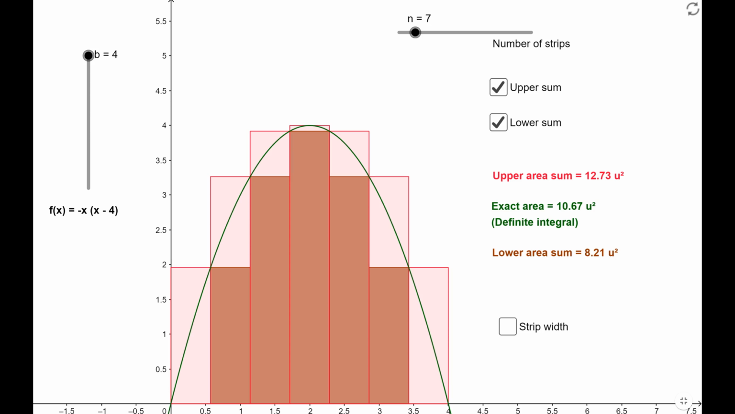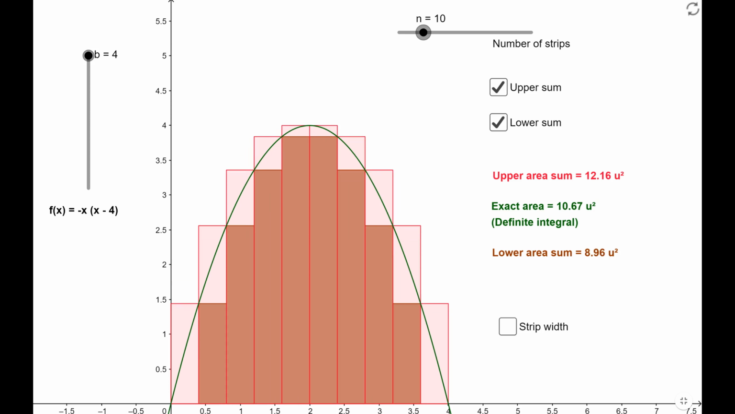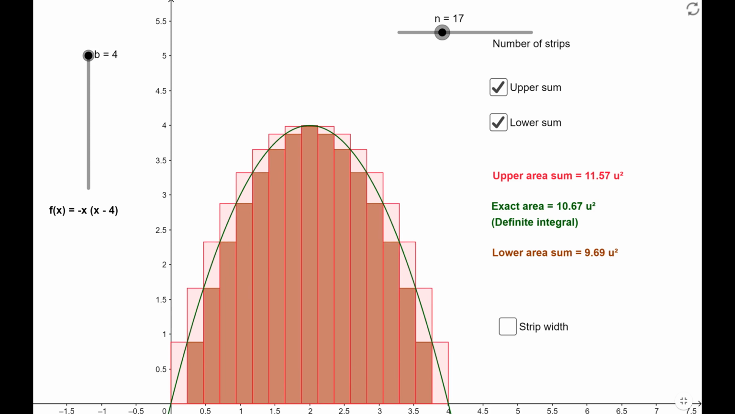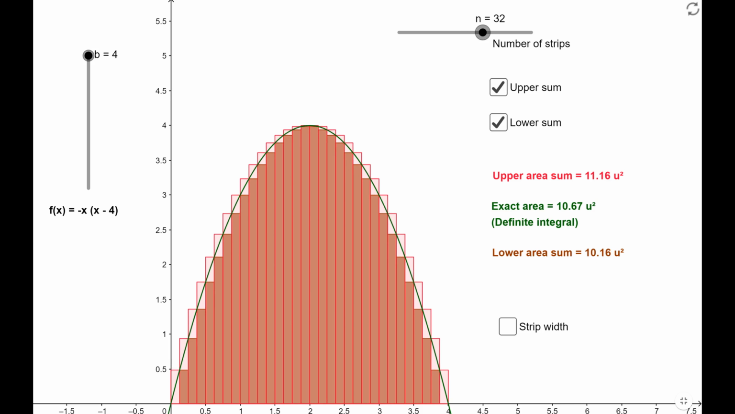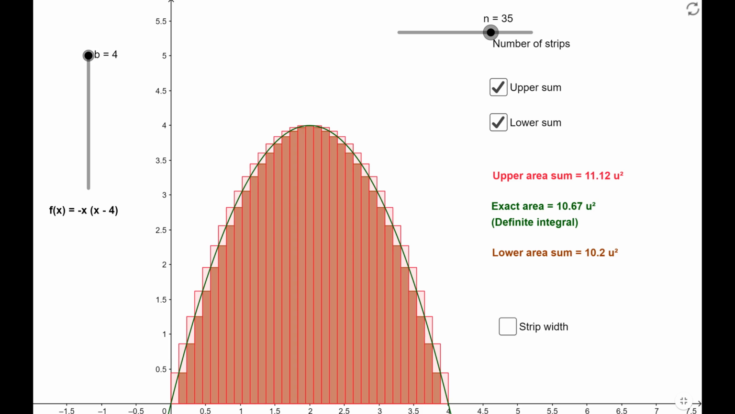In this particular case, with 7 rectangles, the upper sum is 12.73, which is an overestimate. The lower sum is 8.21, which is an underestimate. And the exact area, which we find by calculus, is 10.67. If I increase the number of strips, and therefore the number of rectangles, what I see is that the approximations become closer and closer. So this is the basis of the method of integration.